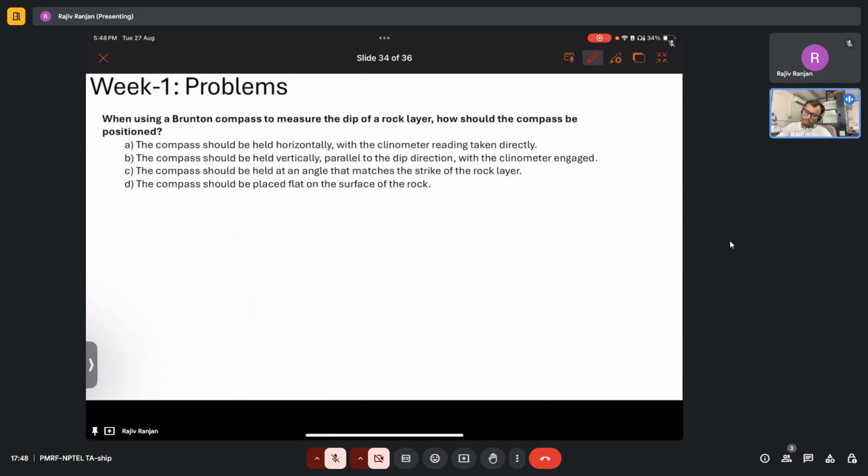When using a Brunton compass to measure the dip of a rock layer, how should the compass be positioned? To measure strike or dip of a layer, you should know how to use the compass. How do we measure the dip and strike? So here the question is about dip.